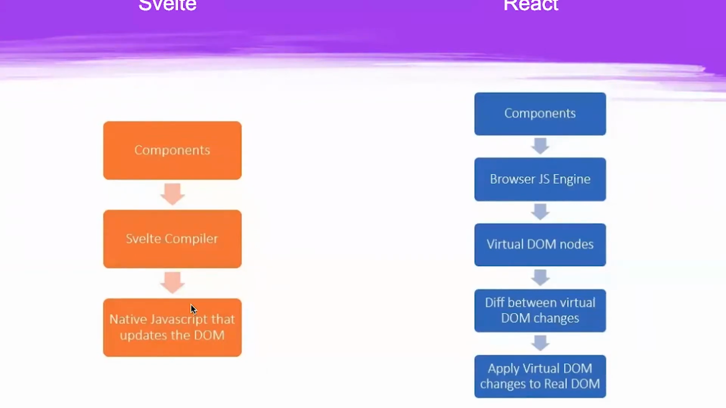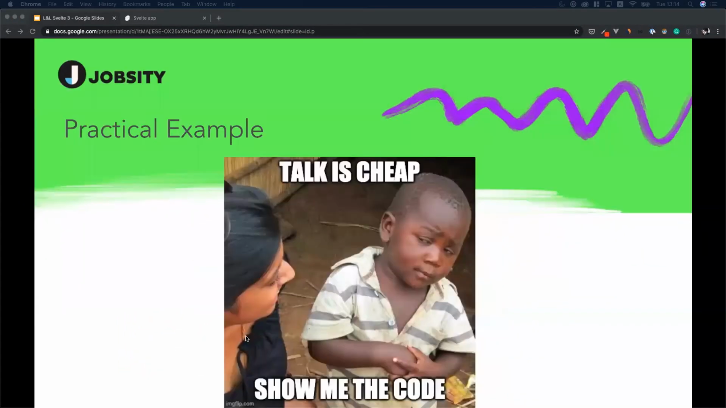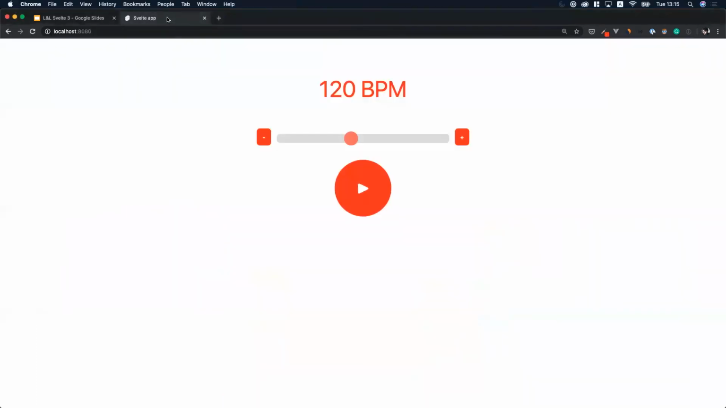That's really cool, because first we have small bundles, and then we have less time to run the operations in the browser because of these characteristics. So with that in mind, let's take a look at a practical example with a real application. What I have here is an application I worked on so we can explore the features of Svelte.